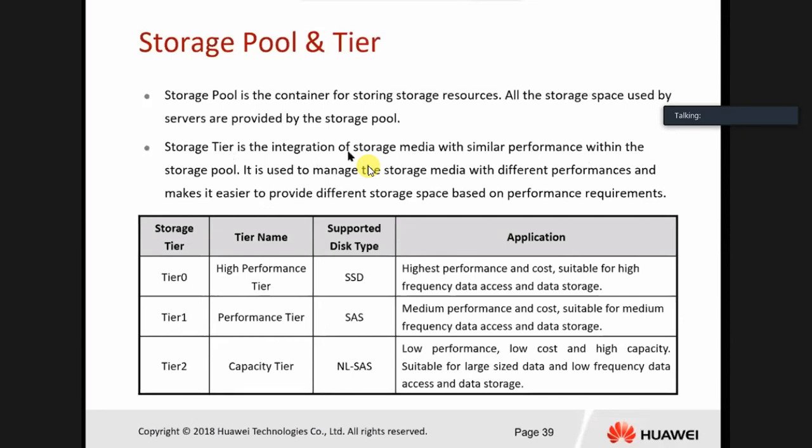So the storage tier is an integration of storage media with similar performance within the storage pool. It is used to manage storage media with different performance and make it easier to provide different storage space based on the performance requirement. So for this storage pool, you can choose, I only want to put in SSD only. You can do that. Or you say that I want to mix it, SSD, SAS, and nearline SAS. Or you don't want to mix it. Okay? So there's a choice for you. You can put in every type, or you can put in one single type. Okay? There's no issue on that one. So that is the storage pool itself.